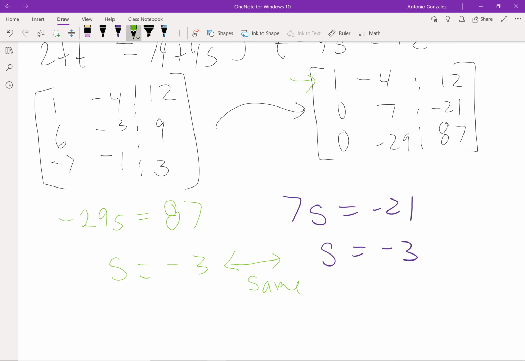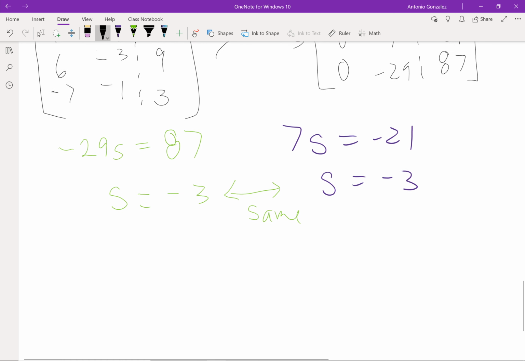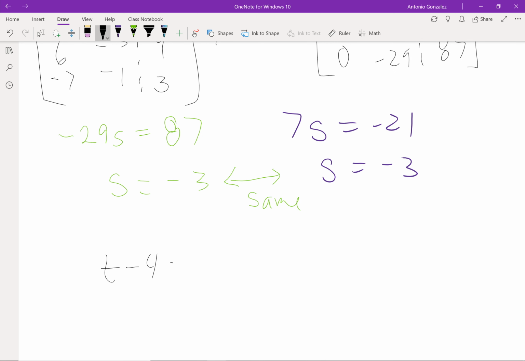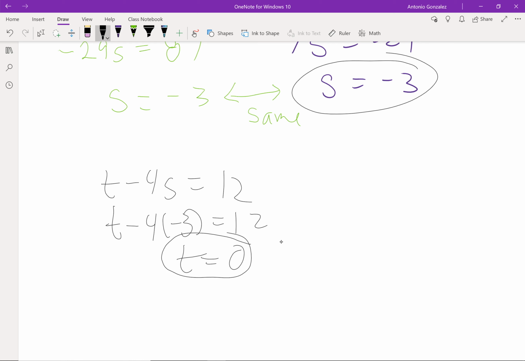You can look at this one here. And again, t minus 4s is equal to 12. That's what that first row is telling me. Remember, coefficients. And solve for t. I know what s is, so t equals 12, and then here we have plus 12 minus 12, t is equal to 0. Now, we found the parameters s and t.